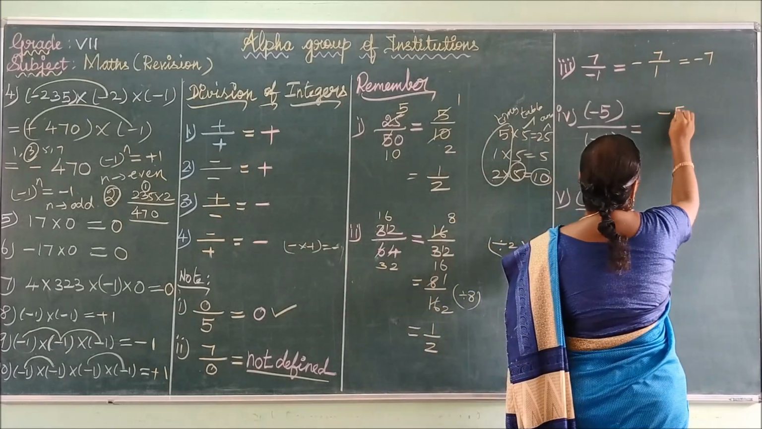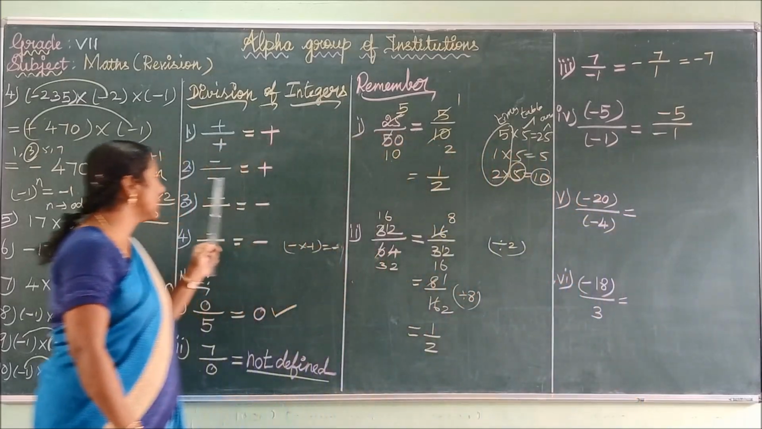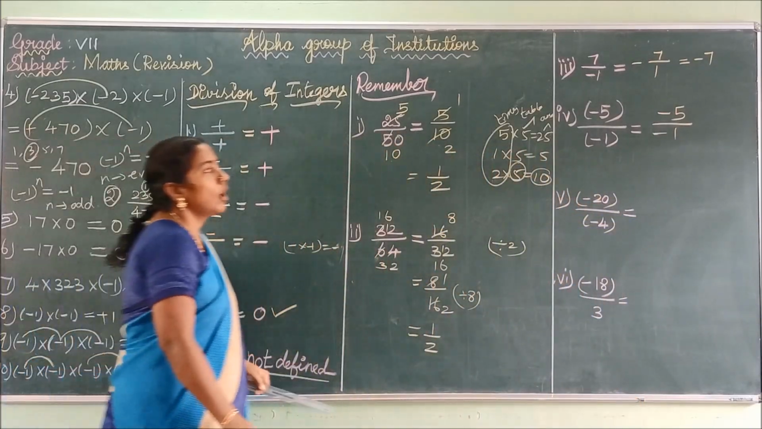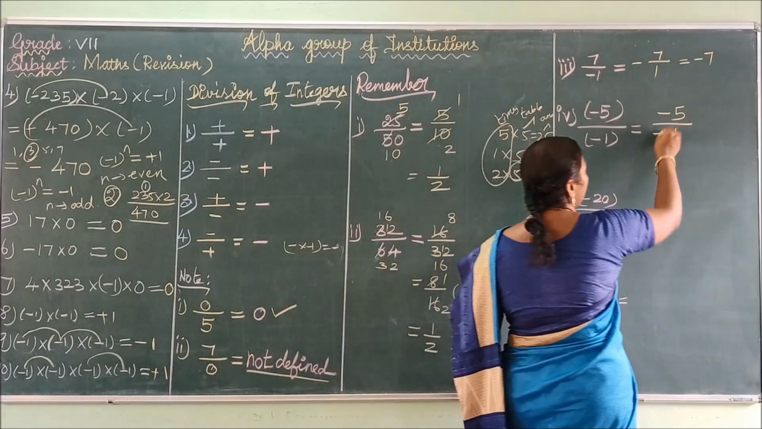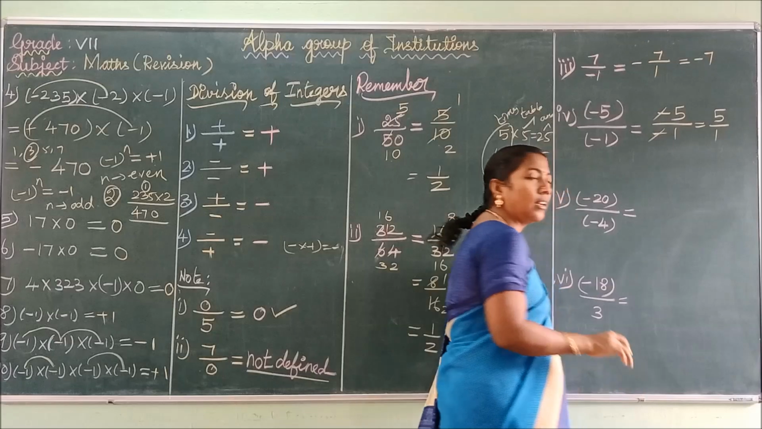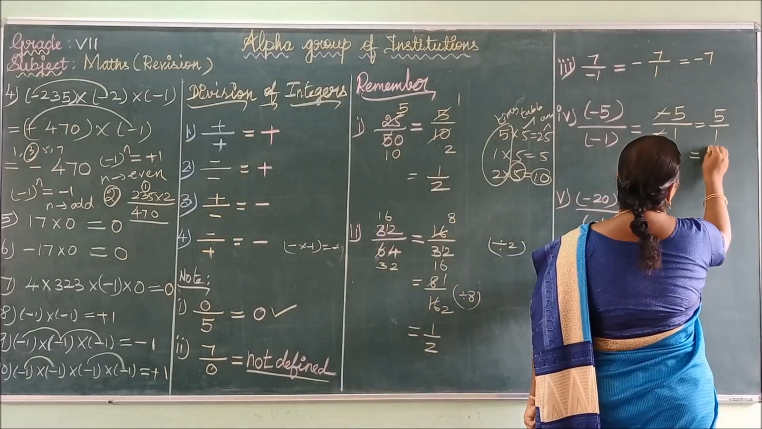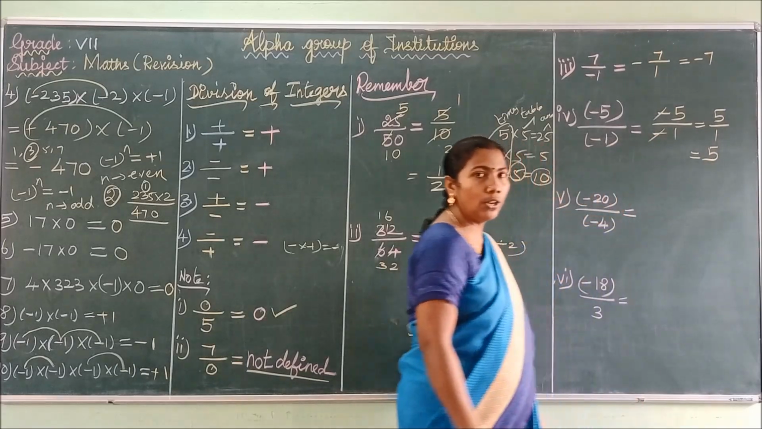Minus 5 by minus 1. So you know minus by minus is equal to plus. Also you may cancel the symbol, minus meaning cancel. You get the answer 5 by 1. If the denominator contains 1, you leave that 1 and write the numerator alone. Your answer is 5. Do you understand?